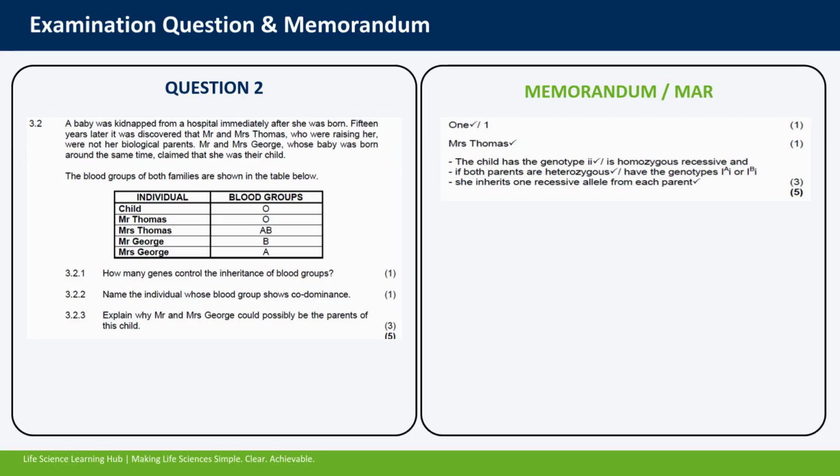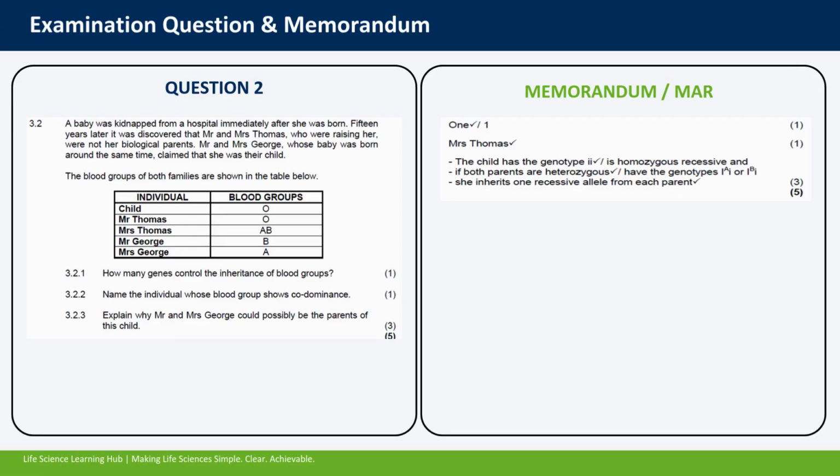Now, this is where many learners get confused because they see 3 alleles and immediately think the answer is 3. But remember, the question asks for genes, not alleles. There's only one gene controlling blood group, but there are 3 different alleles for that one gene. And that's why the memorandum awards 1 mark for the answer 1.